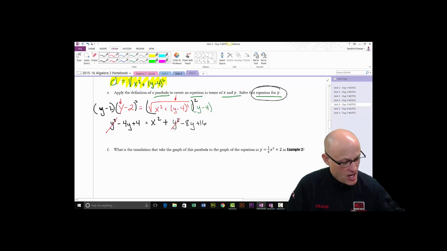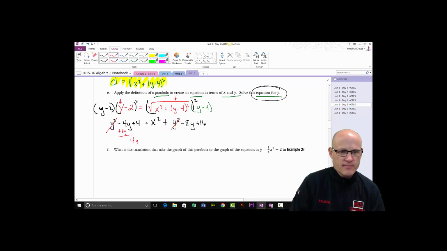And I just have to get the y's together and everything else together. So let's see. If I add 8y, that'll come over here. I get 4y is equal to, subtract 4. So this is gone, subtract 4. I get 4y is equal to x squared plus 12. Well, I got to get rid of that 4. What I have right now is 4y is equal to x squared plus 12. Now what I'm going to do is divide by 4, and I'll finish the problem off. So I get y is equal to 1/4 x squared plus 3.